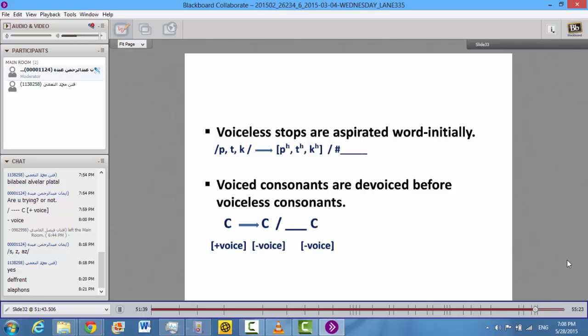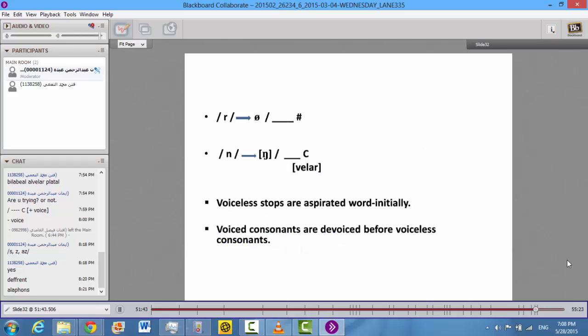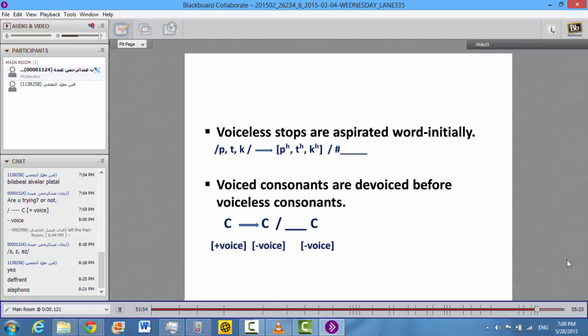For example, here, voiceless stops are aspirated word initially. This is the opposite. In the previous one, I give you the rule with the segments and everything, and I want you to just write it in words. Or vice versa. Sometimes I give you the rule in words and you give me the rule in linguistic notation.